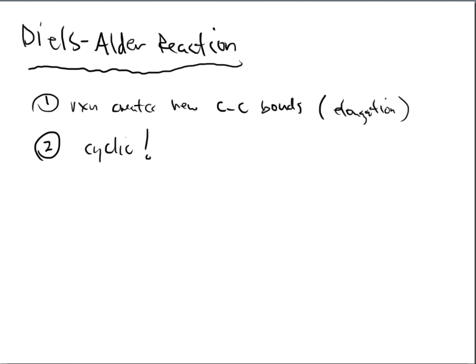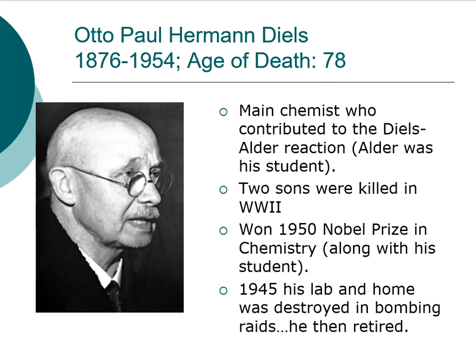So, I think the easiest way to do with Diels-Alder is just to look at an example of one. And before we do that, I want to show you Mr. Otto Paul Hermann Diels. 1876 to 1954, age of death, he was 78 years old. There's Mr. Diels, the main chemist that contributed to the Diels-Alder reaction, and Alder was the last name of the student that he had working in the laboratory on this project with him. He had two sons. Both of them were killed in World War II. In 1950, he won the Nobel Prize in Chemistry, along with Alder, for the Diels-Alder reaction.